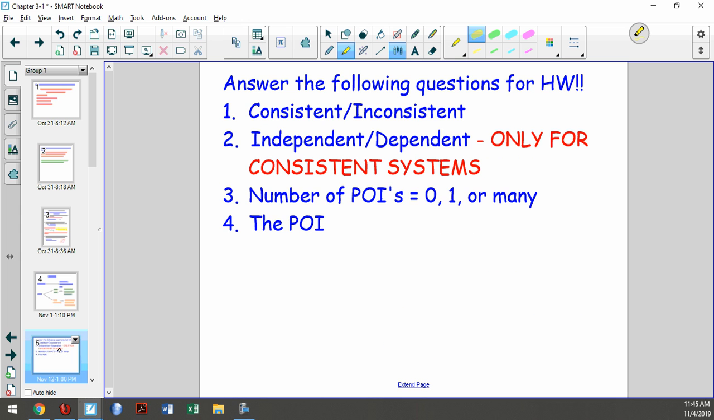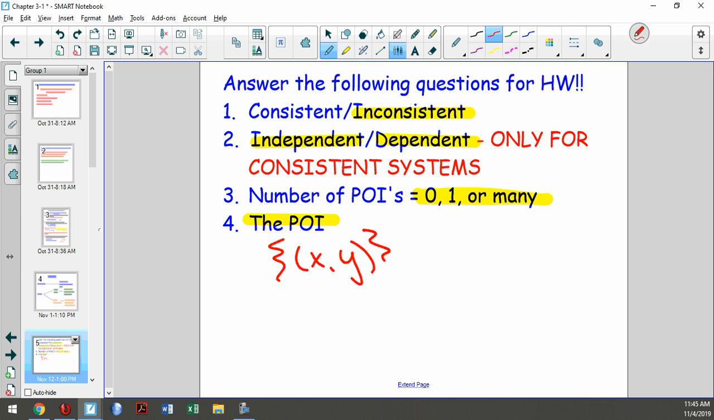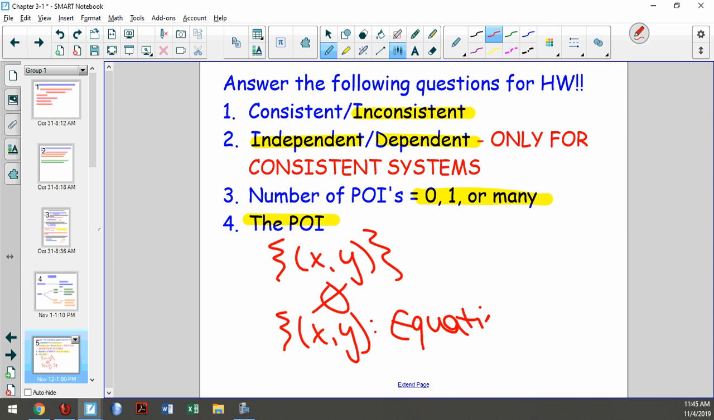So, today, I want you to focus on telling me independent, dependent, or inconsistent. See those three I've highlighted? I want you to tell me the number of POIs, 0, 1, or many, and then I want you to find the POI. And that's physically going to be a point, no solution, or infinitely many points. That is what your solutions can look like. Do we all understand that?